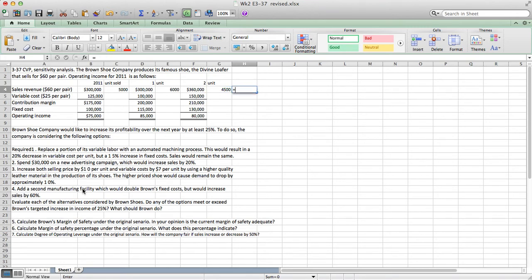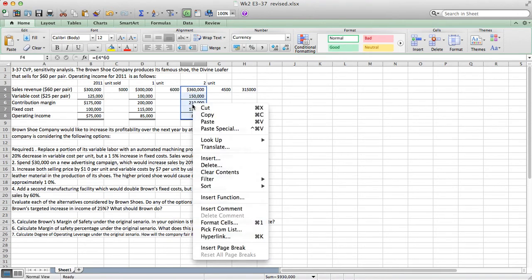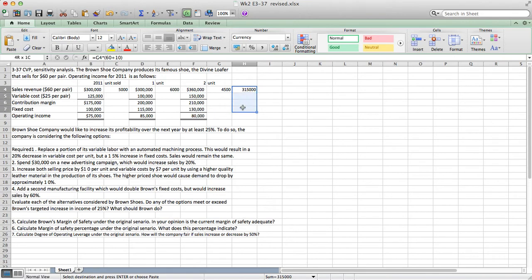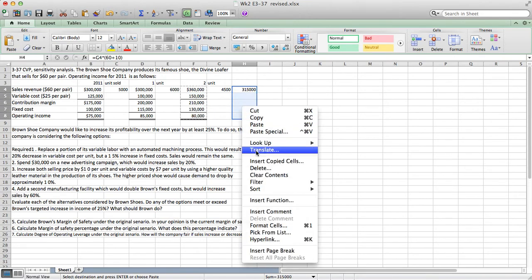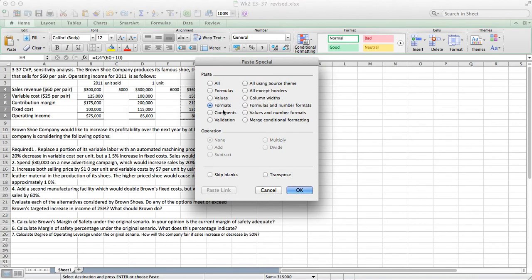And then for calculating selling price, we're going to take these new units and multiply it by the original $60. And it said that we were actually going to add a $10 increase to that per unit, right? So we'll have a new revenue calculation. I'm going to copy the formats, and I'm going to paste those formats so that I can have my dollar signs and all that business come in. And I don't have to worry about it.